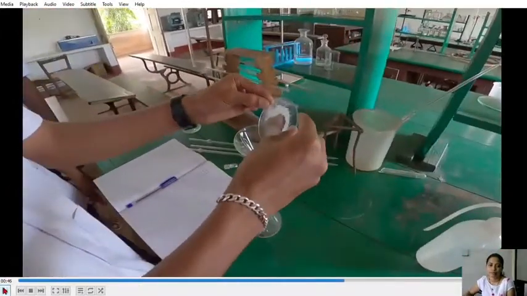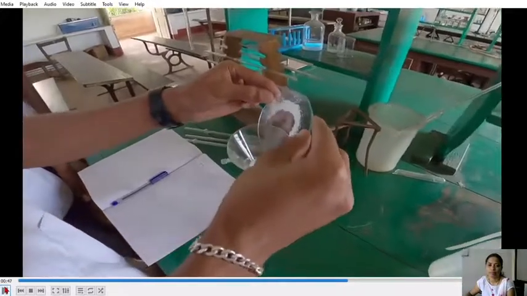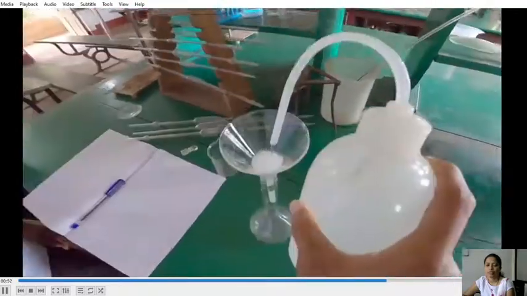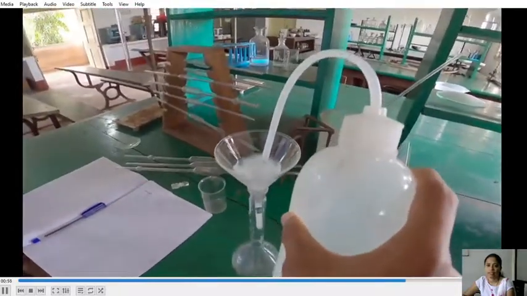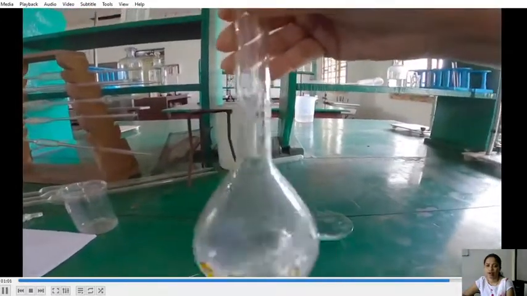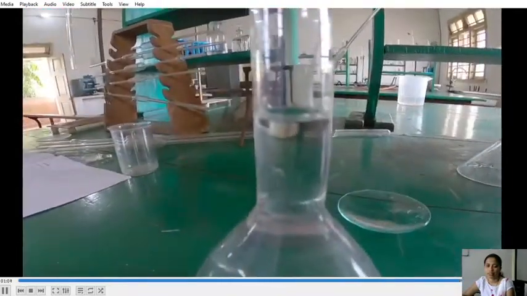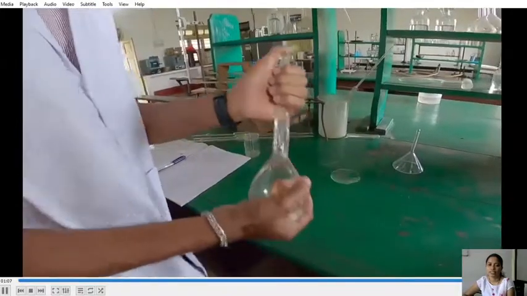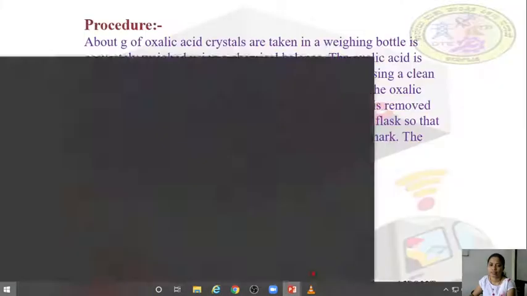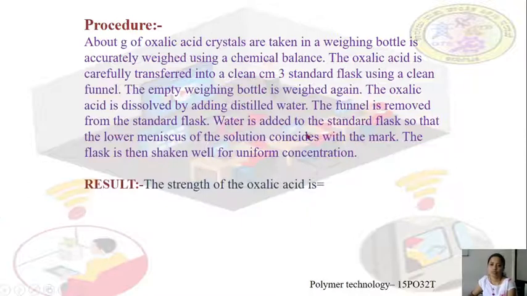Now we have to transfer these oxalic acid crystals into the 250 cm cube standard flask and then fill it with water. First we have to shake the flask so that the oxalic acid crystals dissolve in water, and then the water is filled up to the mark. So this is the experiment to prepare the standard solution of oxalic acid.